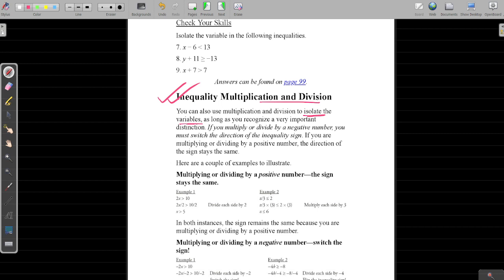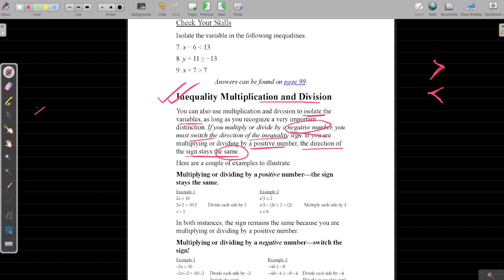As long as you recognize a very important distinction: if you multiply or divide by a negative number, you must switch the direction of the inequality. Okay, so whenever you divide by a negative number, you need to switch the direction. Suppose this one is greater than; whenever you multiply or divide by any negative number, you need to write less than. So if you are multiplying or dividing by a positive number, no need to change the direction. The direction of the sign stays the same.